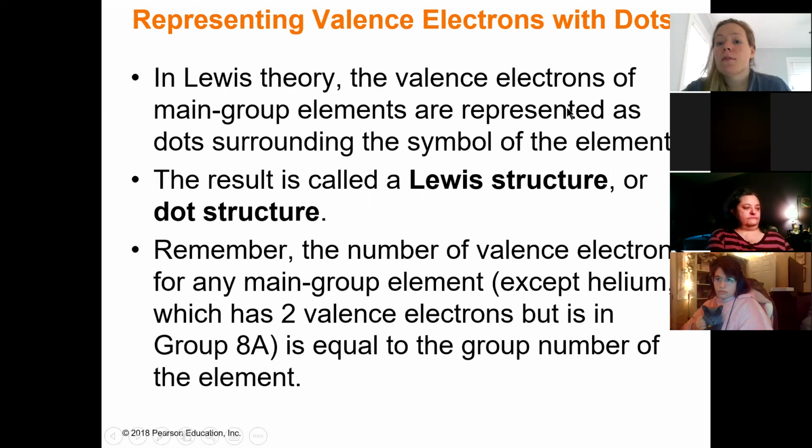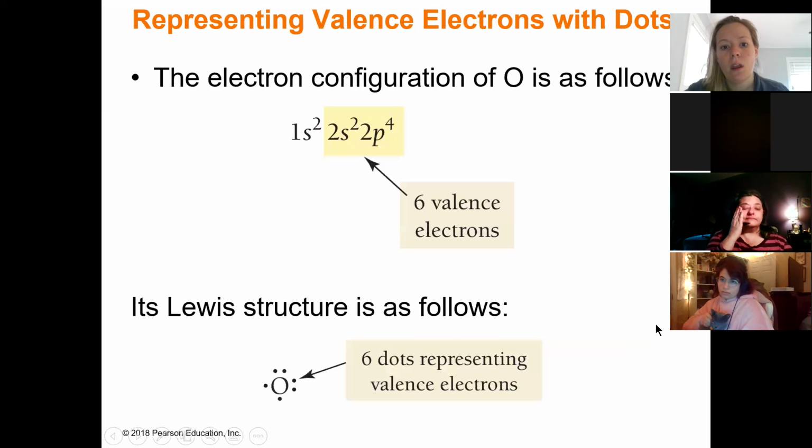So in Lewis theory, the valence electrons of any main group element are represented as dots around the element's symbol. If you're in group 2, remember you have 2 valence electrons. If you're in group 8, you have a full 8 valence electrons, except for helium. Remember, helium only has 2 valence electrons in its outermost shell, but that is stable for helium.